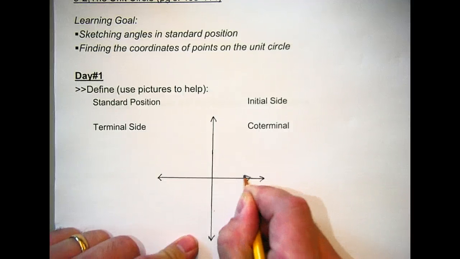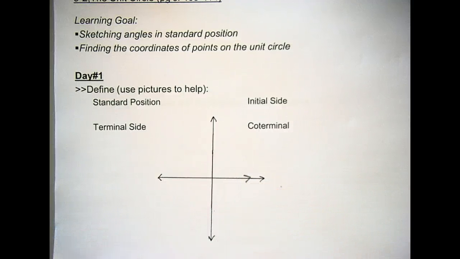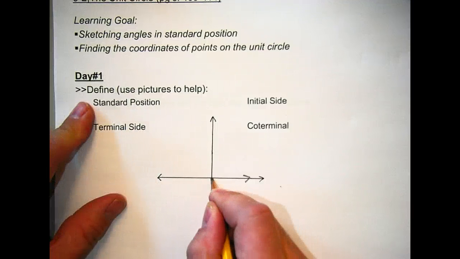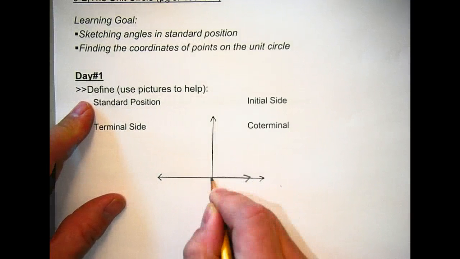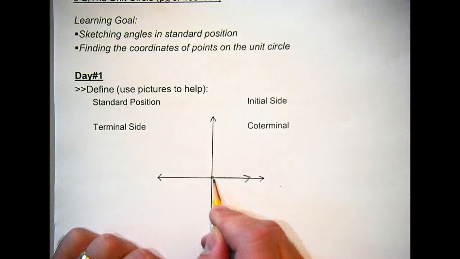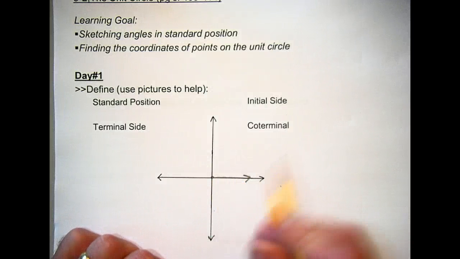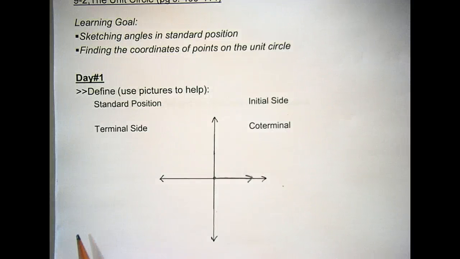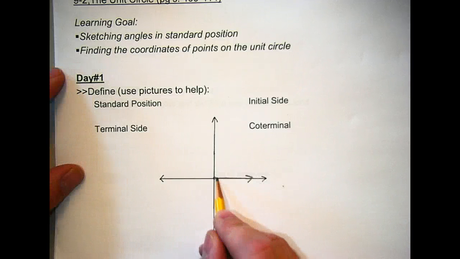It's when our initial side, our initial ray, extends from the origin out along the positive x-axis. Okay? That's standard position. Is this on the other side of our note sheet? You could put it on the other side of your note sheet, yeah. It'd be a good place to draw it in. So that starts out with our standard position.